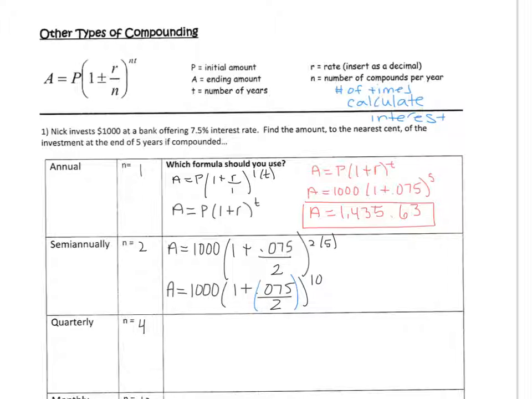Okay, you should have gotten A is equal to $1,445.04. So adding one more time that we calculate interest, right? If I went from once a year to twice a year, you made just a little bit more money than you did if it was annual. So do you think you'll make more money or less money for quarterly? And the answer is more. You should definitely make more.